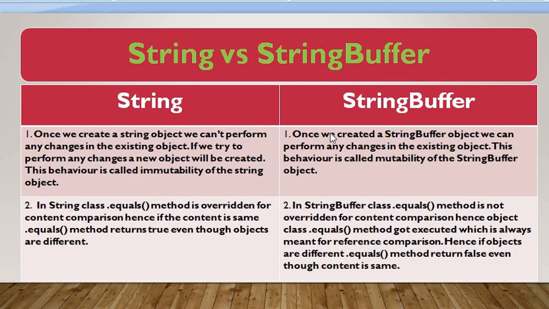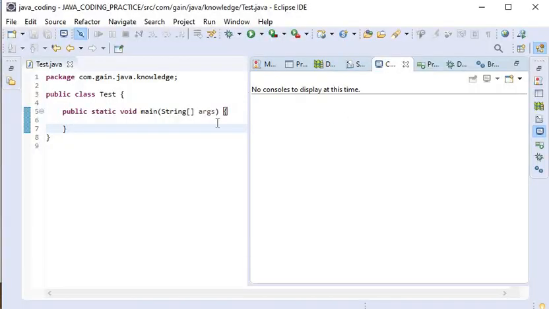And StringBuffer is mutable. Once we create a StringBuffer object, we can perform any changes in the existing object, and this behavior is called mutability of the object. Okay, let's start to write the code and see.